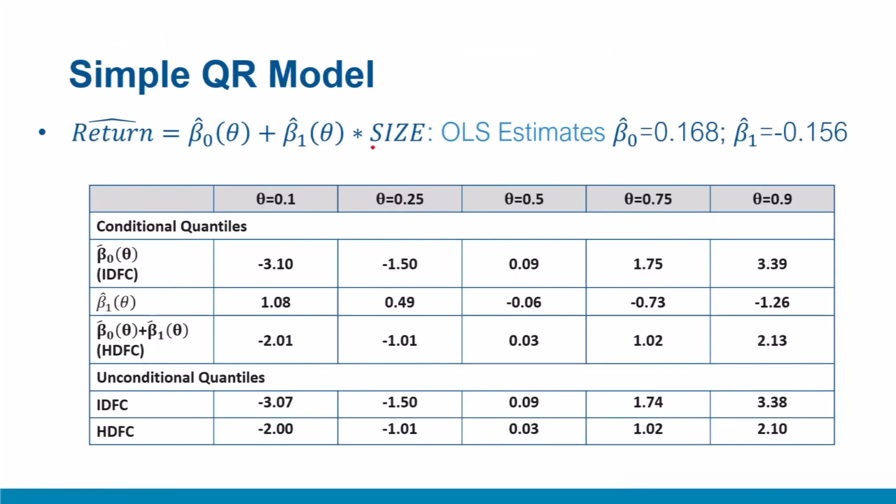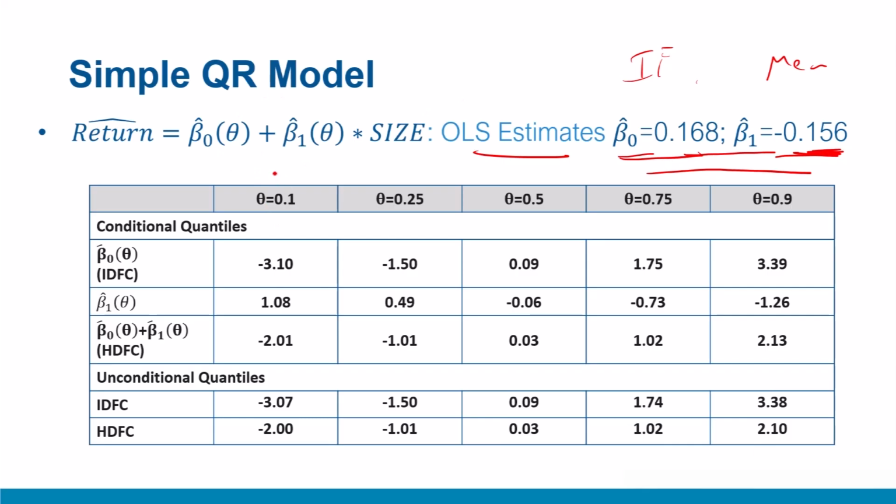So now let's run the empirical results. Our OLS estimates from the model are shown here. This beta naught is the mean return of IDFC, and beta 1 is negative. This is a difference. So when we sum them up, 0.168 plus 0.156, this would be the mean return of HDFC, which is in fact much smaller than IDFC. So these are the mean estimates. In fact, the difference between the IDFC and HDFC mean return is quite high, which is represented by beta 1 hat. What about conditional quantiles?